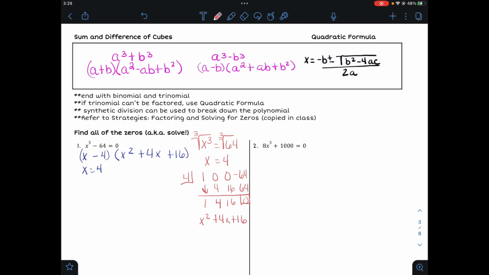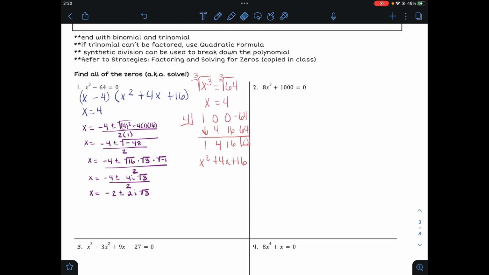And you see that this trinomial and the one that we did with the difference of perfect cubes are exactly the same. We still have to use the quadratic formula from this point forward. So I plugged my information into my quadratic formula, and you see when I plugged it in, I get -4 plus or minus the square root of -48. So to help you break down this piece, think about perfect squares in there.